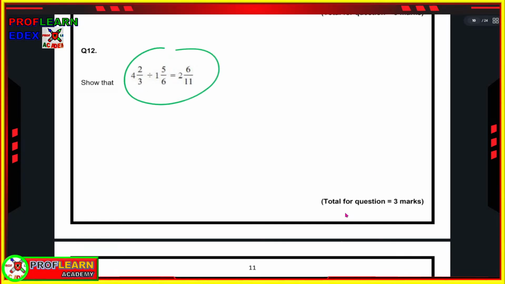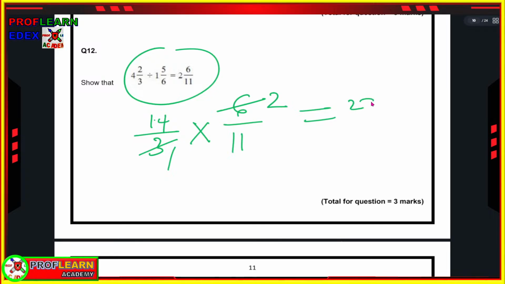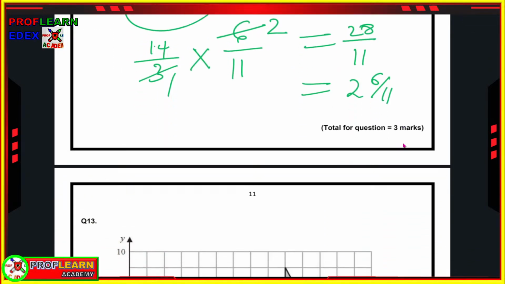And then we have the next question here. Try to show that. So we are going to write this as an improper fraction. That is 12 plus 2, that is 14, over 3 times this, and this is going to be 6, so it will be 11, and then we have 6 here. Here once goes twice, so we are going to have 28 over 11. So basically, which is the same as 6 over 11. Yeah, so that is what you are supposed to do in order to show that.